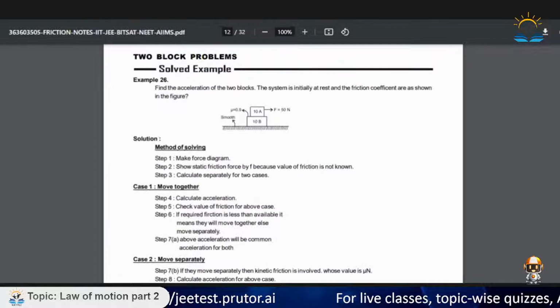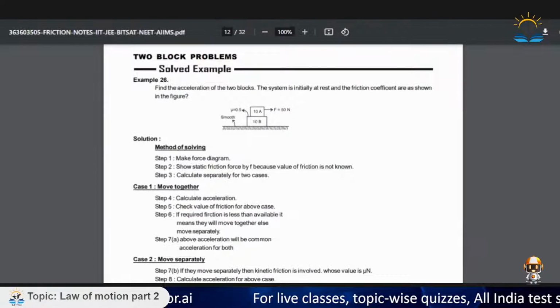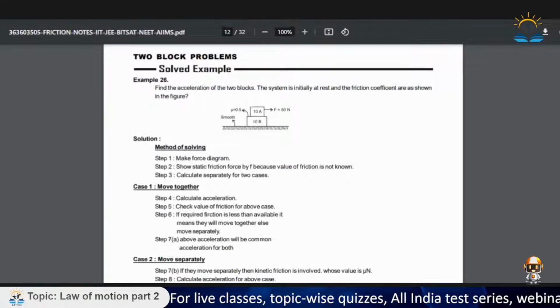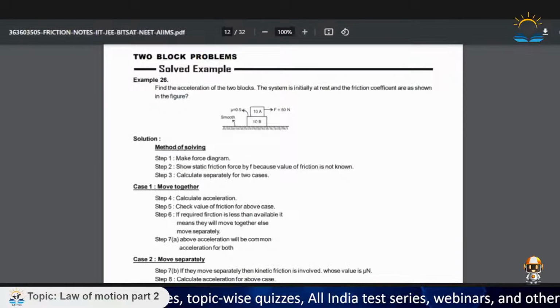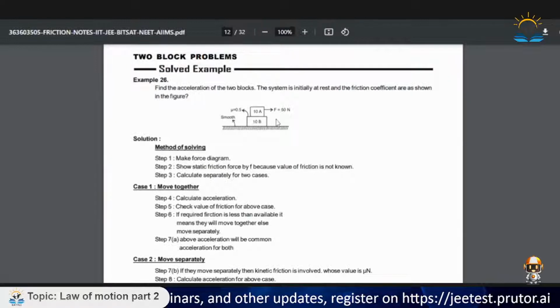So if there would be static friction, they would be moving together. So we take that case one is they are moving together and there is some static friction between them that is known as F. When they are moving together, we can take these two as a single body, and this whole mass would be 20 kg, and the acceleration would be force upon mass. So acceleration would be 50 upon 20, that is 5 by 2. So we know the acceleration now.